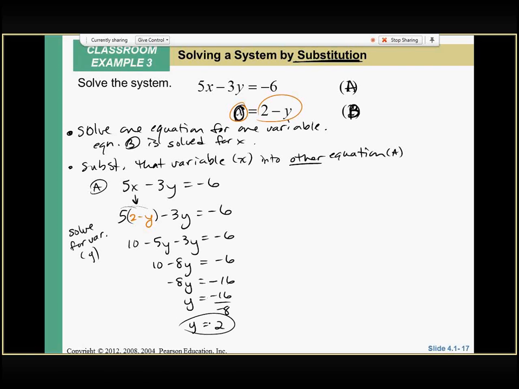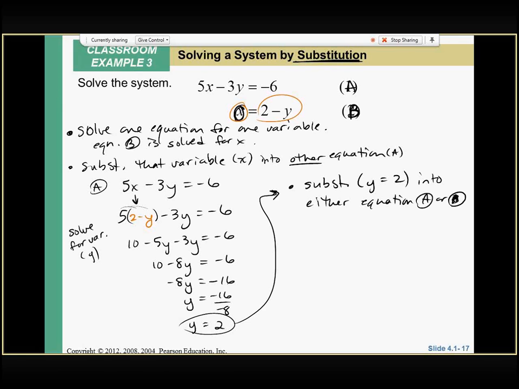Now, I'm going to circle that it's not my full answer. Remember, your solution has to be an x and a y. So what do I do next? I substitute. Now, I'm going to put this in parentheses because it's not always going to be y equals 2. So substitute that into either equation A or B. Once you get an answer, a number for one of the variables, you can do it either one. I'm actually going to choose B because it's already solved for x, and that's what I want to do.